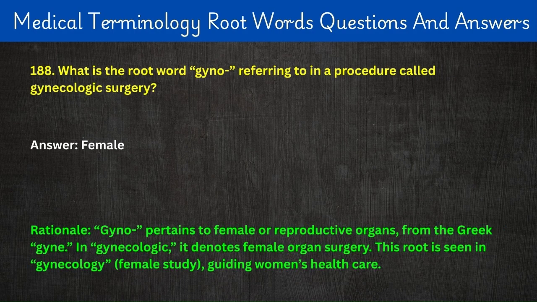188. What is the root word gyno- referring to in a procedure called gynecologic surgery? Answer: female rationale. Gyno- pertains to female or reproductive organs, from the Greek gyna. In gynecologic, it denotes female organ surgery. This root is seen in gynecology, female study, guiding women's health care.